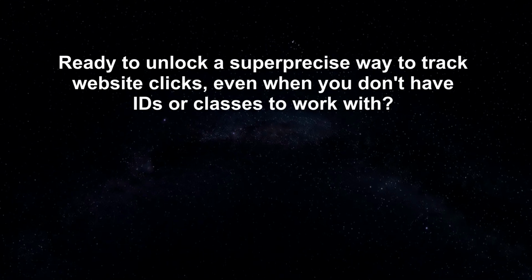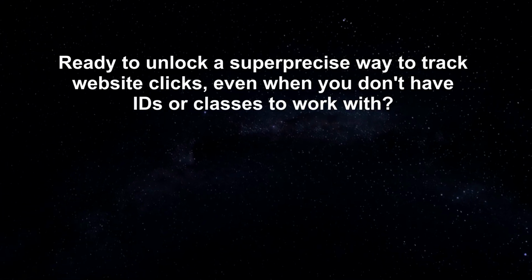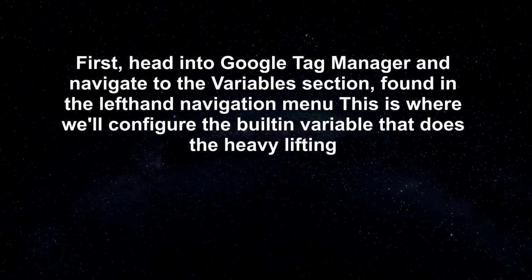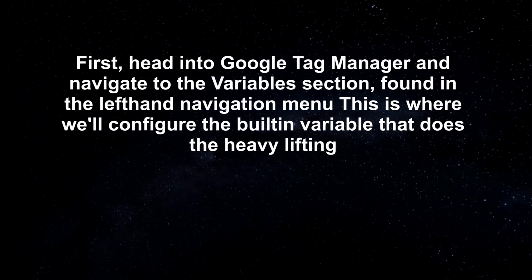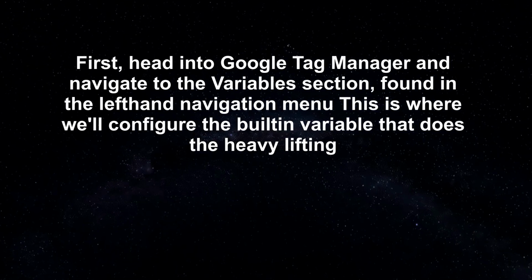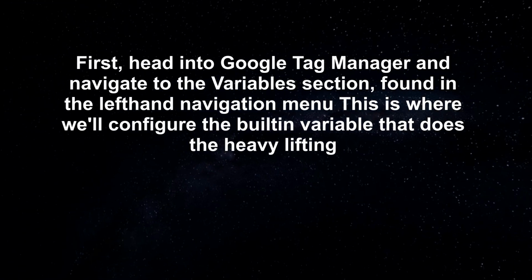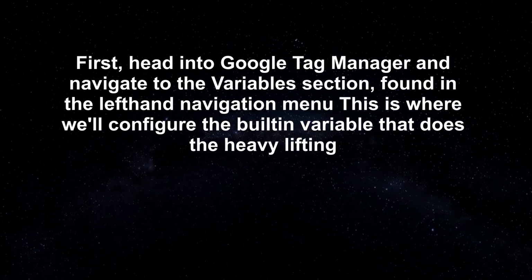Ready to unlock a super precise way to track website clicks, even when you don't have IDs or classes to work with? First, head into Google Tag Manager and navigate to the Variables section. Found in the left-hand navigation menu, this is where we'll configure the built-in variable that does the heavy lifting.